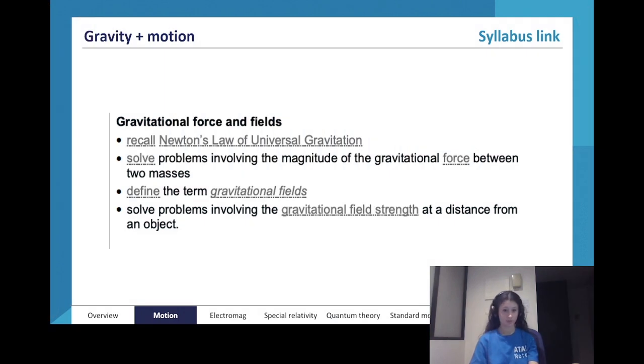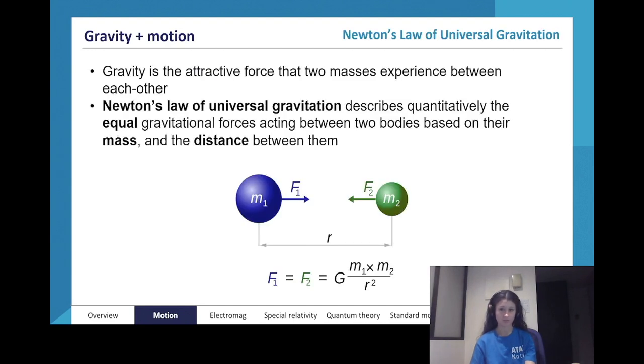For your external, getting into gravitational force and fields. This is the syllabus requirements for gravitational force and field. You need to understand Newton's law of universal gravitation, solve problems, and define gravitational fields.